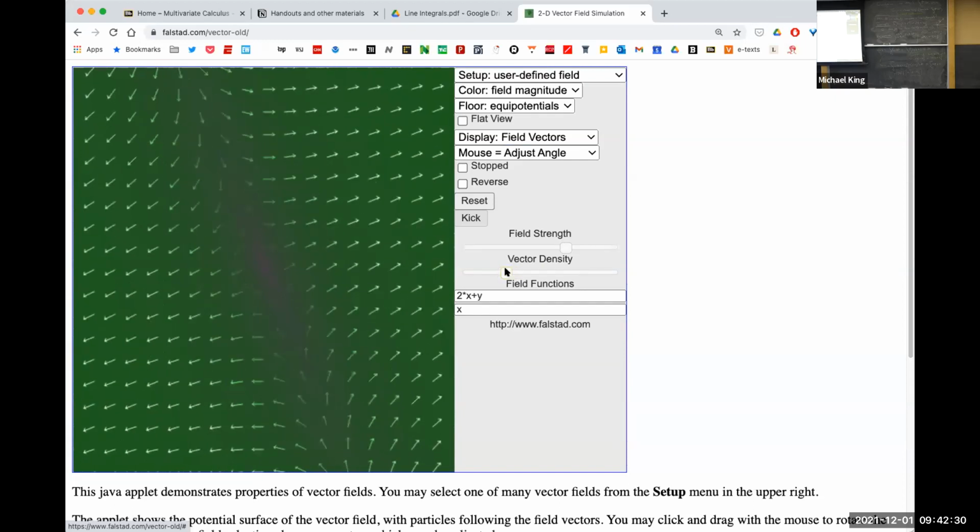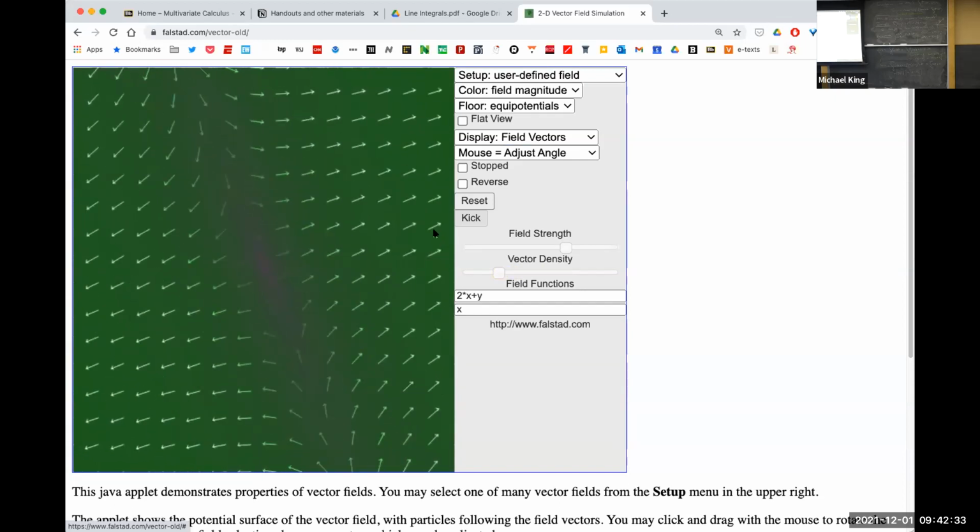Yeah, actually having less is better. So that's something, this is the origin. Notice if you just go directly up and to the right, the vectors are a little more right than up. And you sort of see that here.